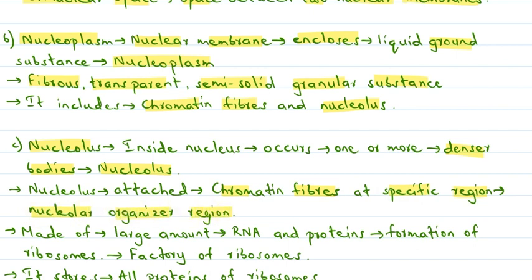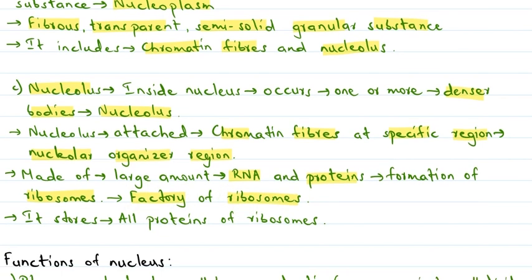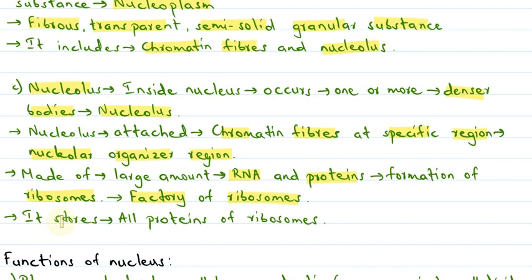Then this nucleolus is not bound by any membrane, and it is made up of a large amount of RNA and proteins. This helps in the formation of the ribosomes, and because of this fact it is also known as the factory of the ribosomes. The nucleolus specifically stores all the proteins of the ribosomes. So this was about the whole structure of the nucleus.